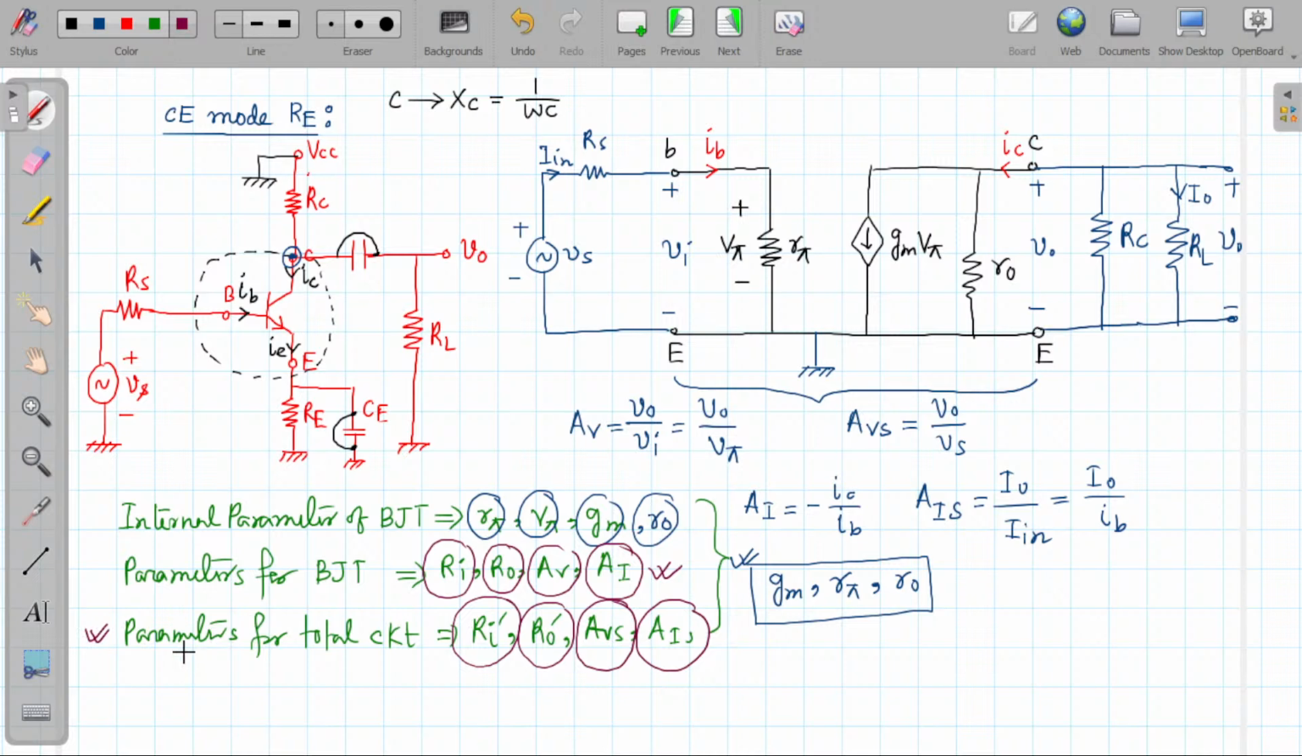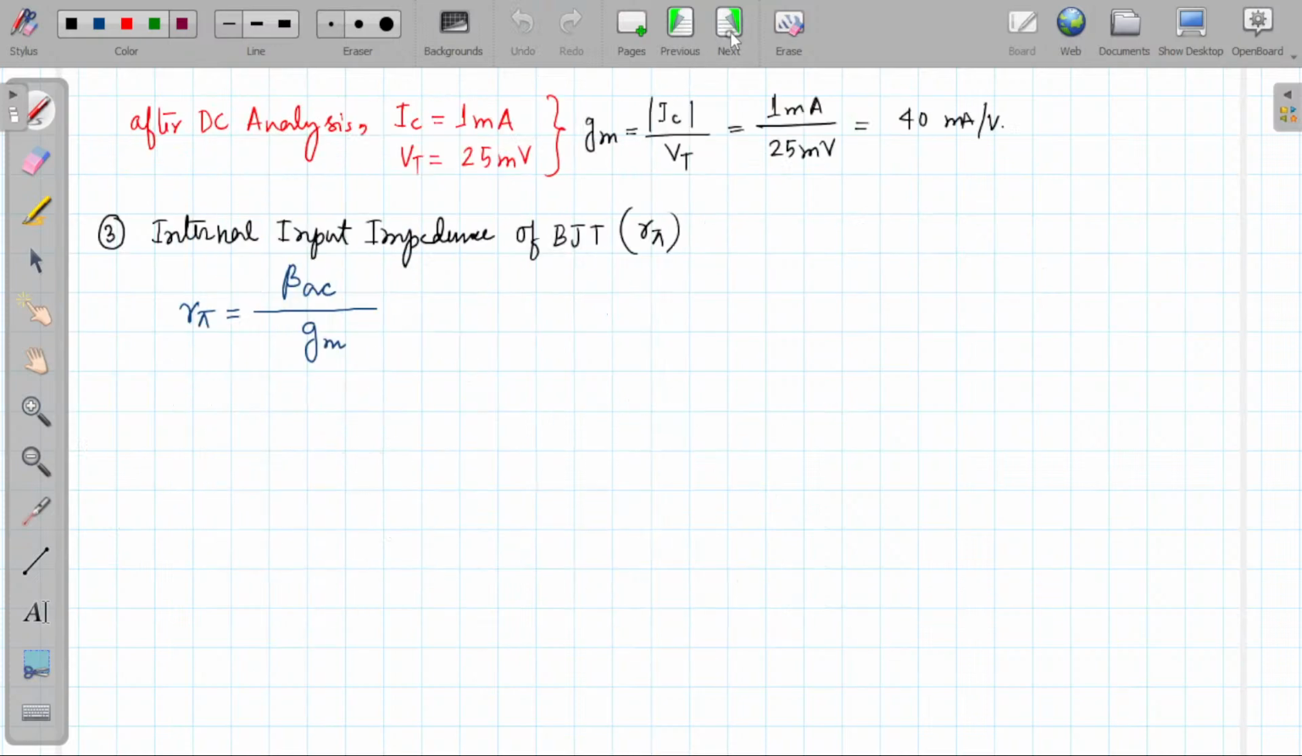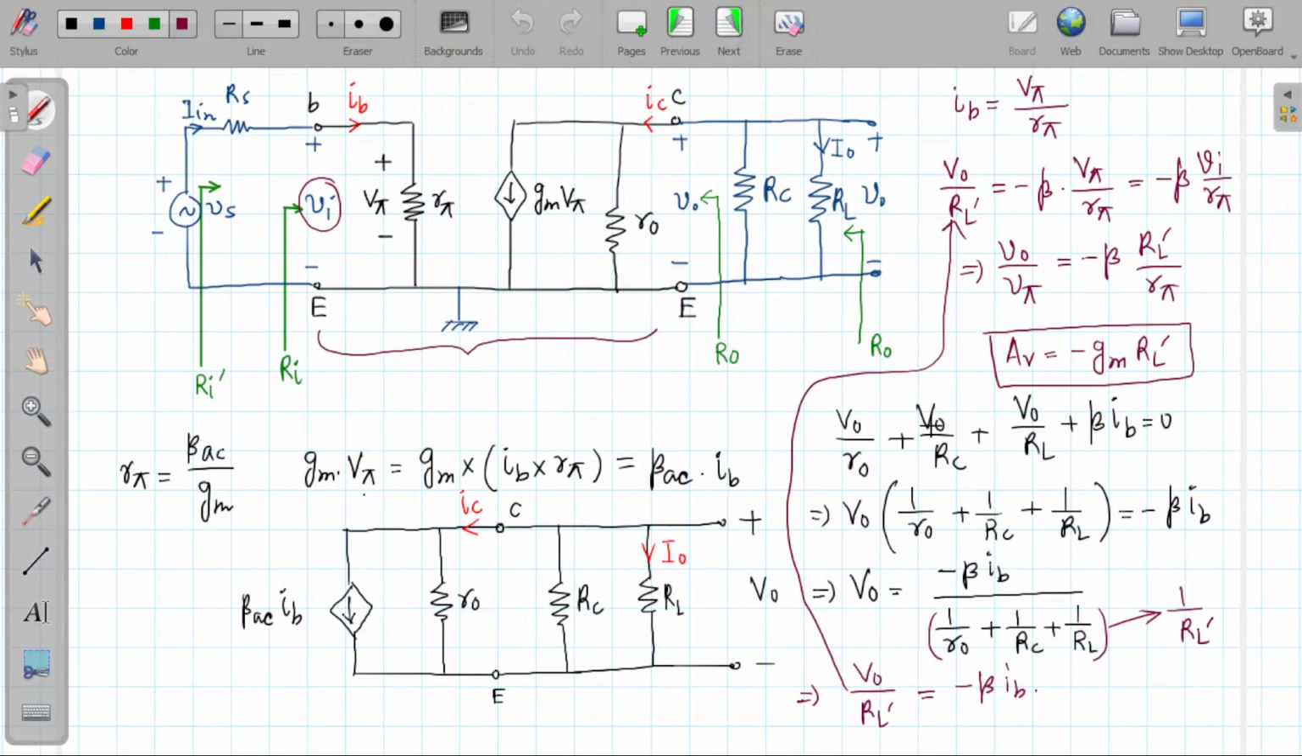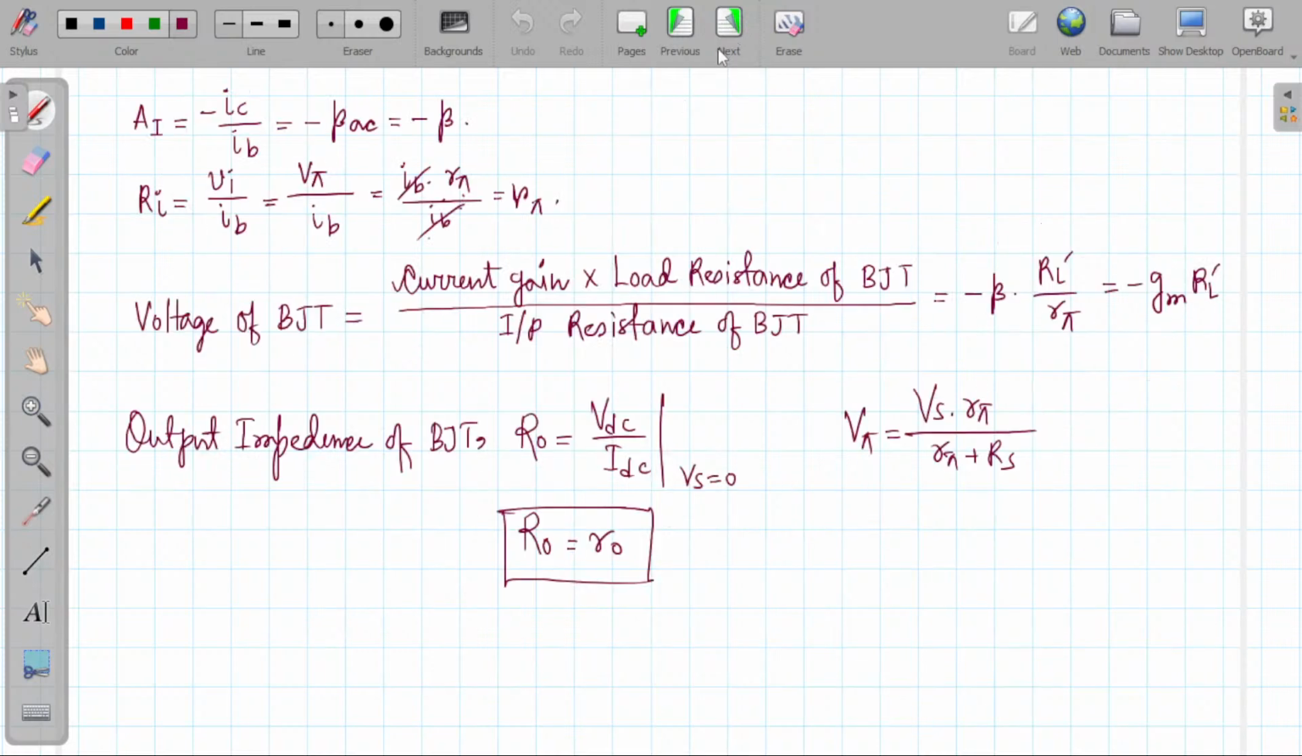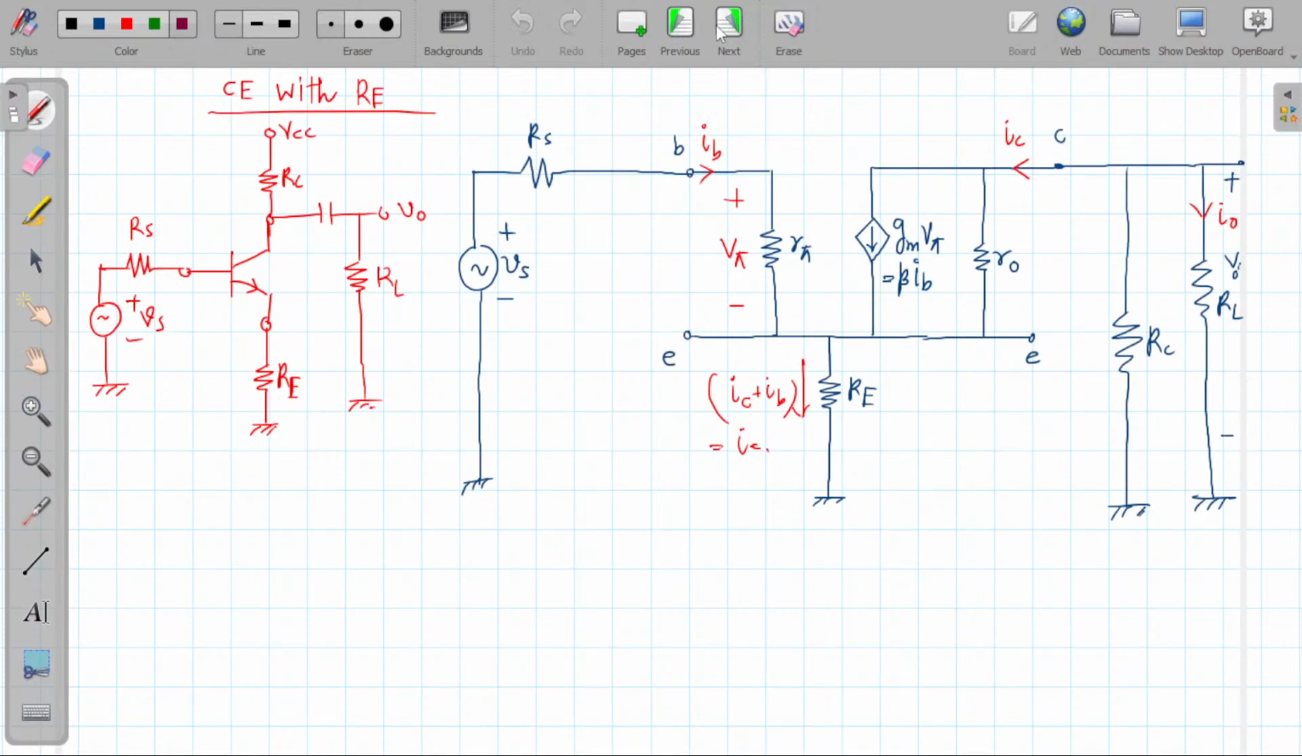The total circuit includes the bipolar junction transistor as well as the external circuits that we have connected with it. So they are giving the values for the total circuits, and this is giving the value for only the bipolar junction transistor. And by some numerical methods, we have calculated the value of V0, the voltage gain, the current gain, the input impedance and the output impedance. So all the methods are known to you.